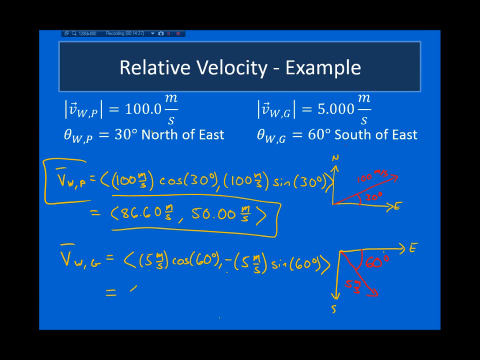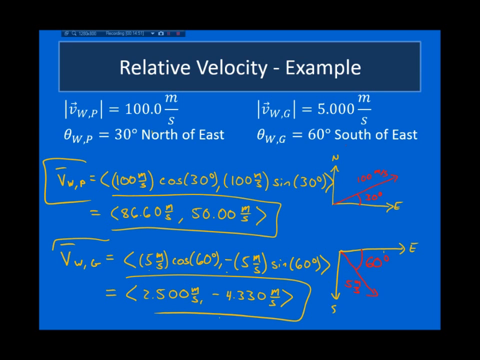And again, if we plug this into a calculator, this time we're going to get 2.500 meters per second in the east direction and 4.330 meters per second in the south direction. So these are our two velocities.